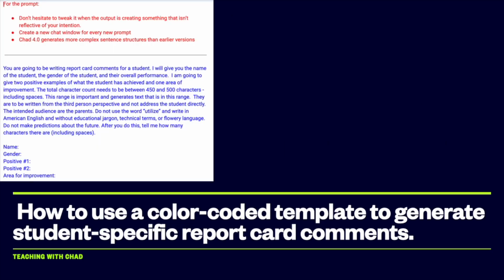The first thing that you're going to notice is that I've color-coded the text as either blue, red, or sort of an orangey brown color. Now the red is just some advice on how to master your prompt. The blue is the template itself, and when you see the orangish brown color, that is the field that you're going to fill in for the template. This template is available on the Teaching with Chad Google site, which is linked below in the video description.